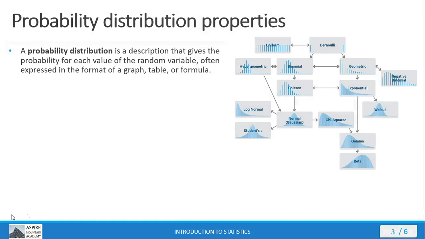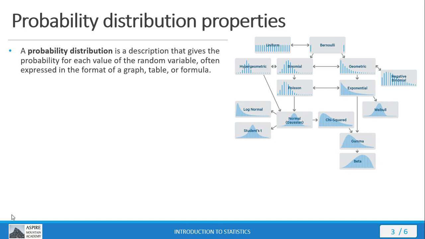Probability distributions have a number of different properties. You can see here on the screen a number of different types of probability distributions. We're not going to talk about all of these probability distributions in the course here, but we will talk about a number of them, the ones that are most common across multiple disciplines. Generally speaking, though, a probability distribution simply describes the probability for each value of a random variable. And often we express it in the form of a graph, a table, or a formula.